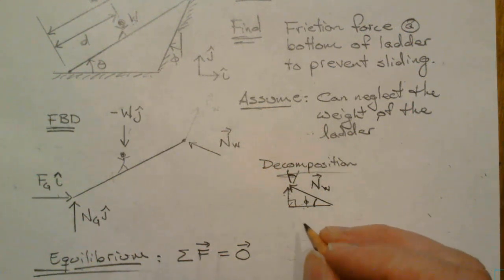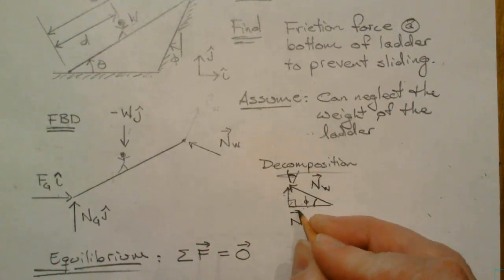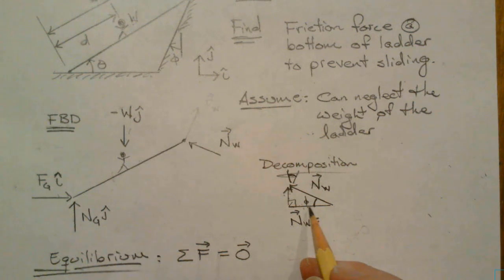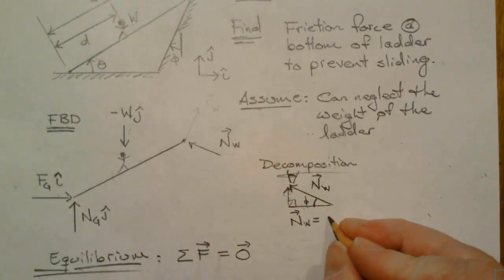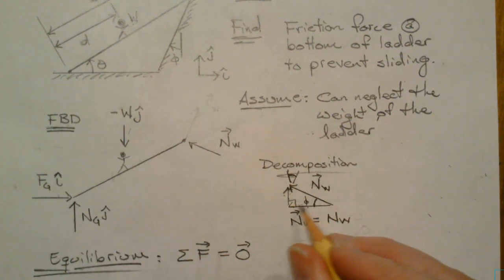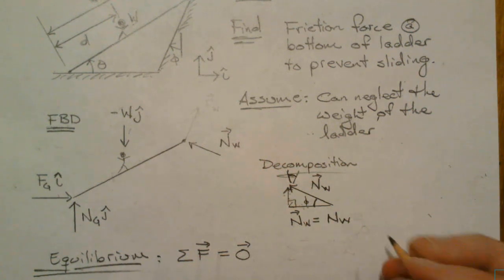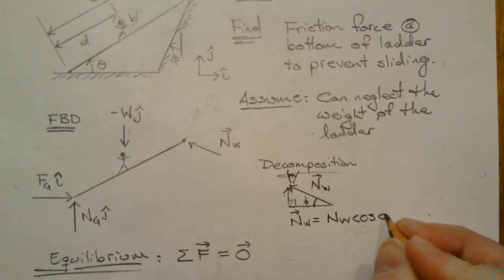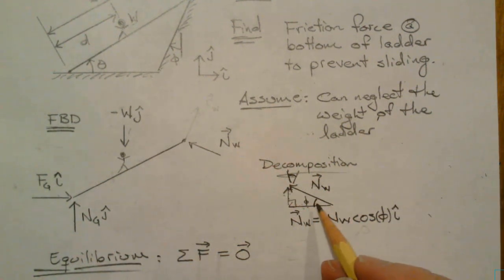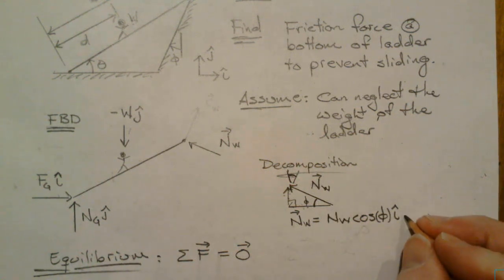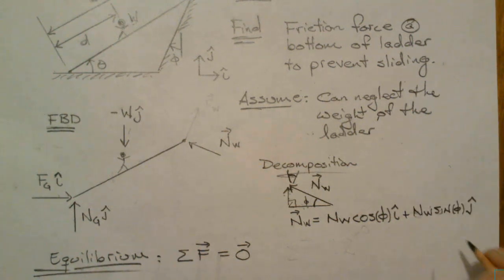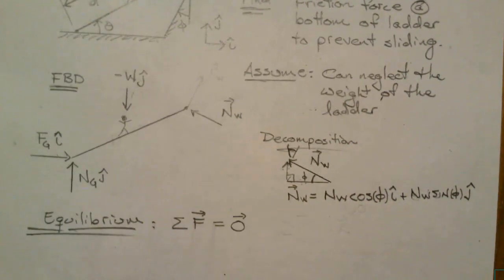So therefore, if we're to decompose the vector NW, normal force to the wall, how much would be in the horizontal direction? This would be NW. This would be the adjacent side of the triangle, right? This is the side that's adjacent to the angle. So that would be NW cosine phi in the i hat direction. And the other side, the vertical piece, is opposite of the angle. So that's why we have a sine there. So plus NW sine phi. That's in the j hat direction. Yeah, how's that looking? Make sense?